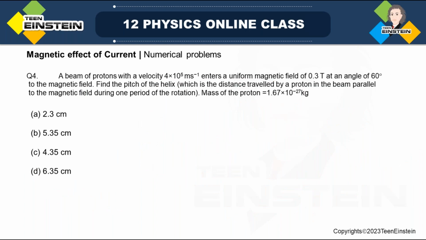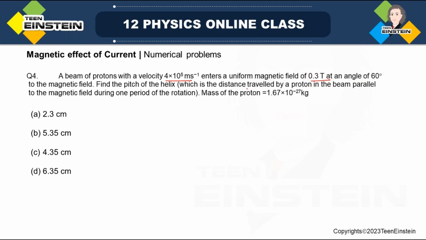This problem is related to the previous problem itself, but in this case the question being asked is a little different, though the parameters are almost the same. A beam of proton with velocity 4 into 10 to the power 5 meter per second enters a uniform magnetic field of 0.3 tesla at an angle 60 degrees to the magnetic field. Find the pitch of the helix. We have to now find the pitch of the helix.